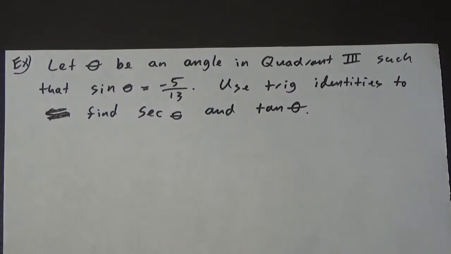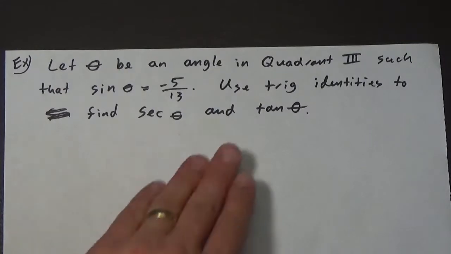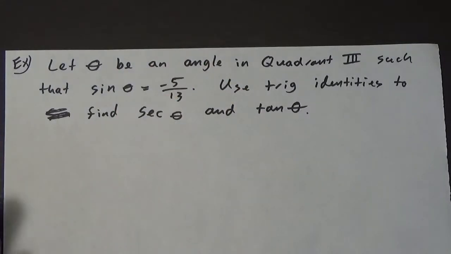Okay, so in the previous videos we have been finding these trig functions such as secant and tangent using a triangle. Well, I wanted to review again that we don't necessarily need to use a triangle. You can also use trig identities, and there will be times where that is a better option, and then of course there are situations like this where the problem tells you you have to use trig identities.